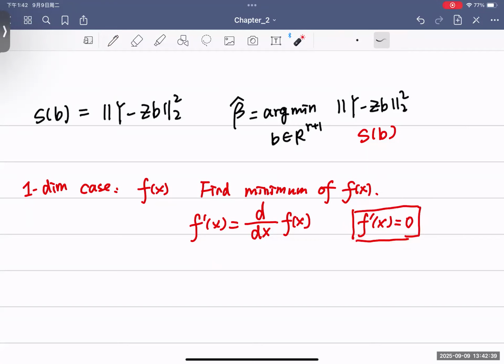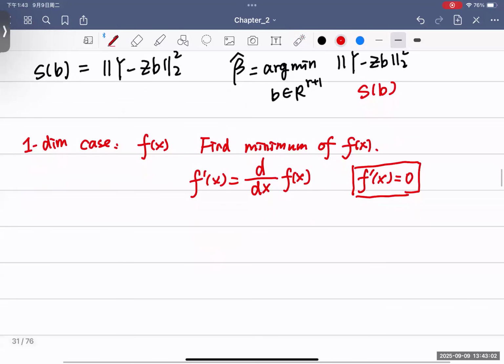So f prime x equal to 0 stands for the place where we can get the extreme value. If our f(x) is just one-dimensional, from R to R, with no constraint, we just focus on solving this kind of equation: f prime x equal to 0.